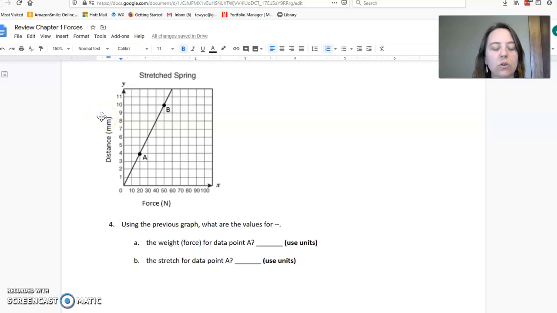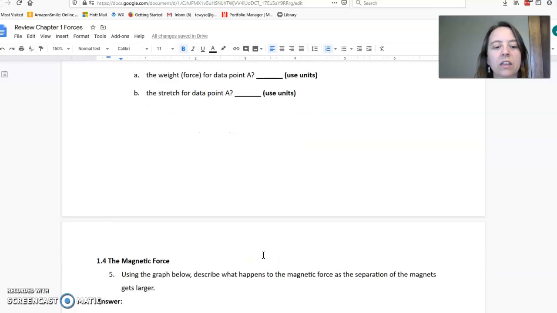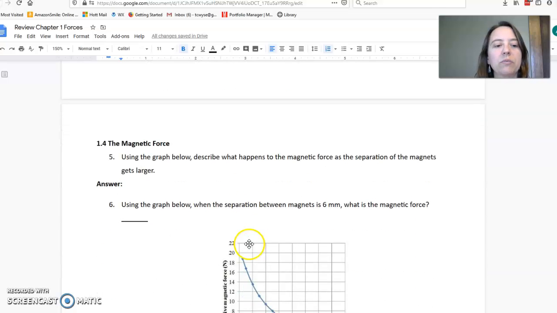1.3 is going over question number 4. Using the previous graph, what are the values for the weight or force for data point A and the stretch for data point A? Well, we see that force is down here, so we'll want to find A and then go down and put our number with units, and then distance or stretch over here, put our number with units, and that's our review for 1.3.